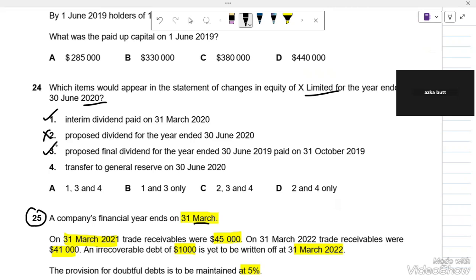And the fourth one is the transfer to general reserves on 30 June 2020. Transfers to reserves are adjustments within equity and would appear in the statement of changes in equity. So it means that this is again the right option. So 1, 3, and 4. So option A is the right option.